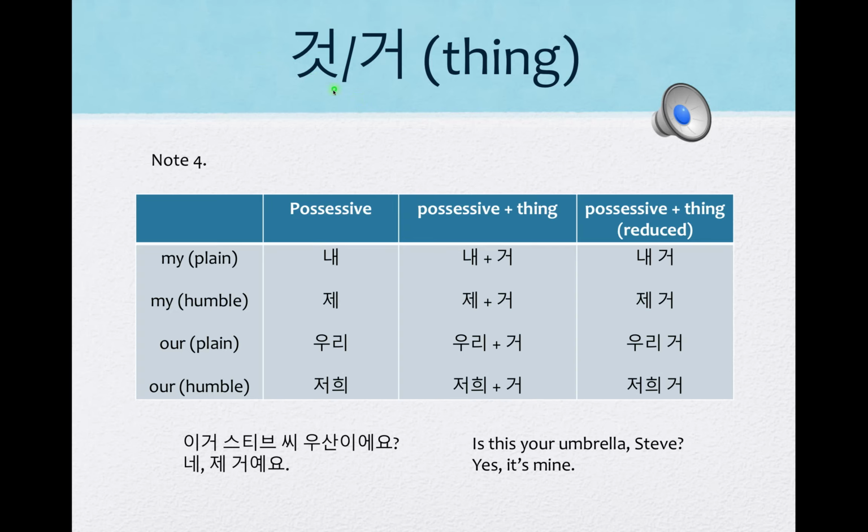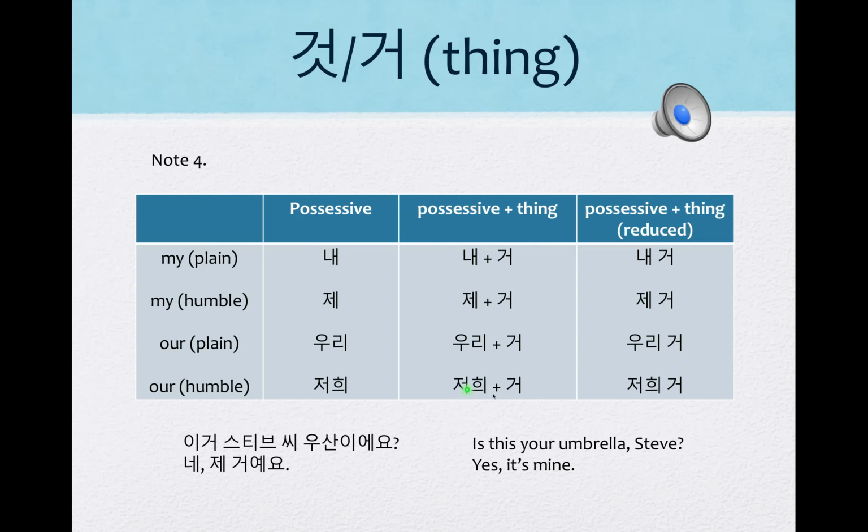Let's talk about the word 것 or 거. 거 is a reduced form of 것. It means thing. So plain I, 내 거, means my thing. You can refer to all kinds of things, my thing. Humble, 제 거. Oftentimes, in this combination, the 거 becomes stronger. 내꺼, 제꺼. Plain, multiple, including me, first person plural, 우리, 우리 거, our thing.